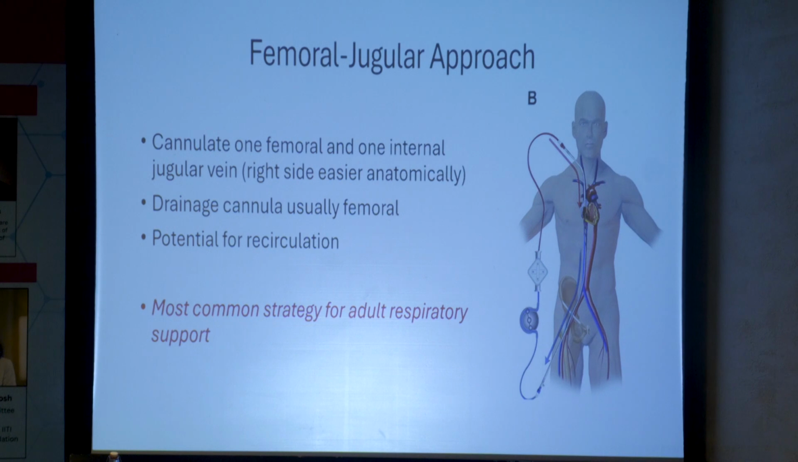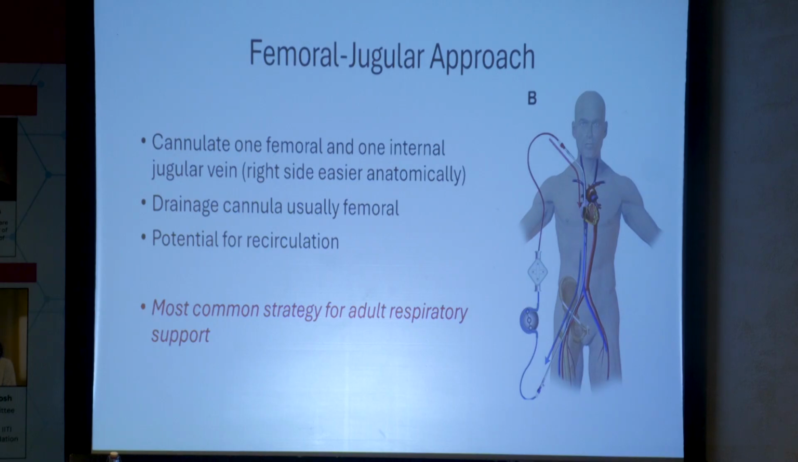So here's the femoral-jugular approach. One femoral vein, one IJ vein. It tends to be the right IJ because that's a straight shot down to the right atrium, not having to go across the midline with the brachiocephalic vein. Typically, the drainage cannula is femoral and the return cannula is jugular. It doesn't have to be that way. There have been situations where the jugular has been the drainage and the femoral has been the return, but the most common situation is the opposite.